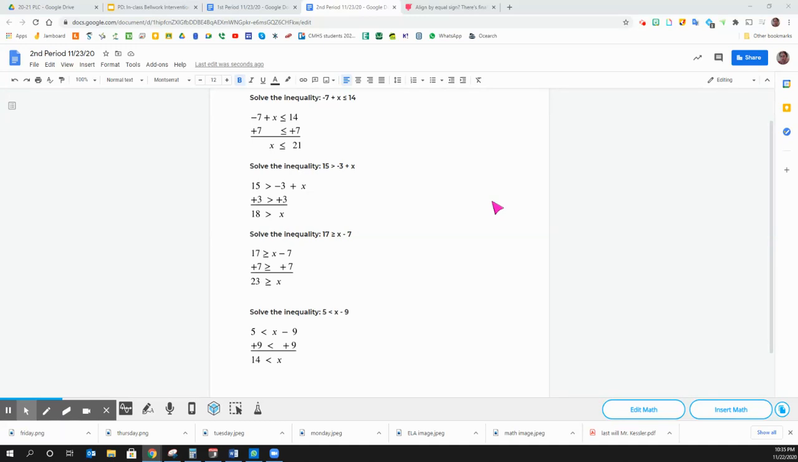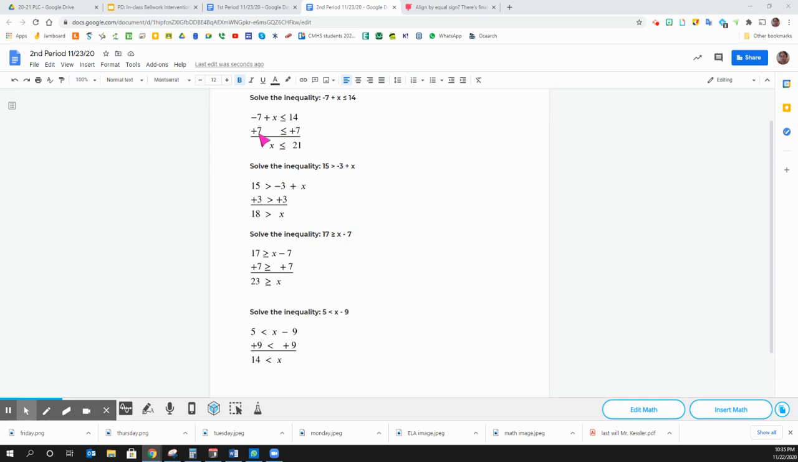Okay, let's go over the work for second period. Second period, you were asked to solve 4 different inequalities. These are one-step inequalities and are pretty simple. You should always remember to just treat an inequality like an equal sign while you're solving it.